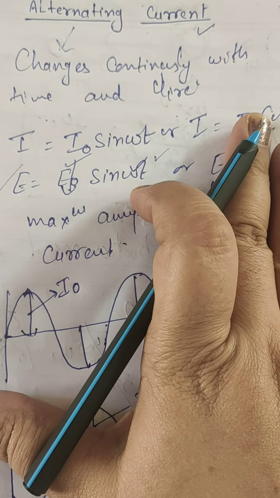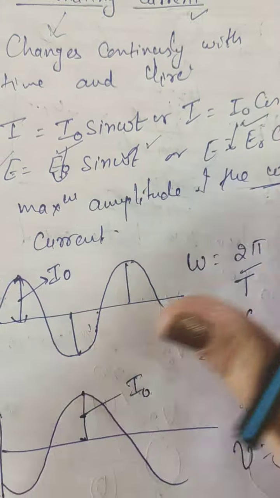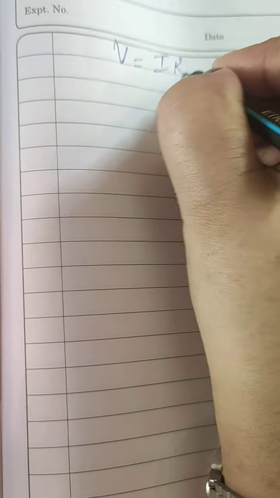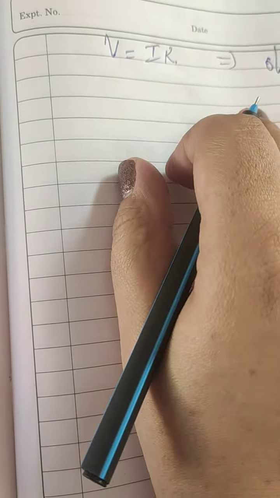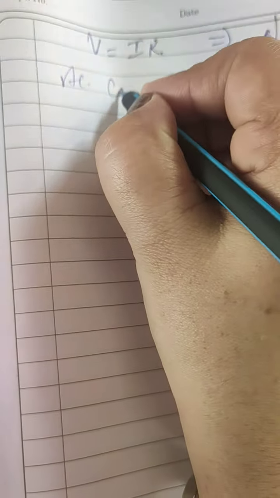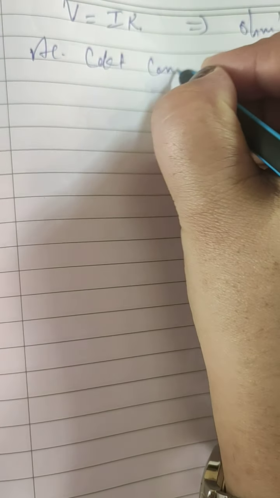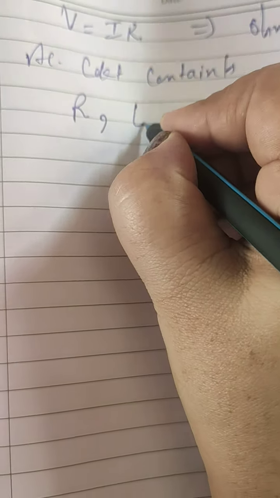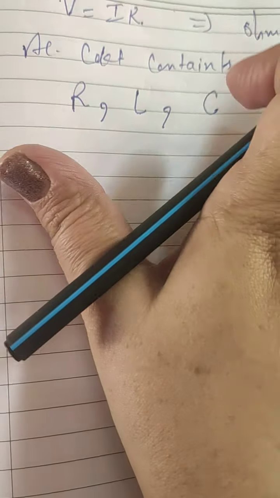Now we also know that in DC circuit, the only component which is included is resistance, and in that case voltage is represented as IR. And this law is known as Ohm's law. But in case of AC circuit, it contains three components: resistance R, inductor L, and capacitance C. We will discuss about these factors in detail in this chapter.